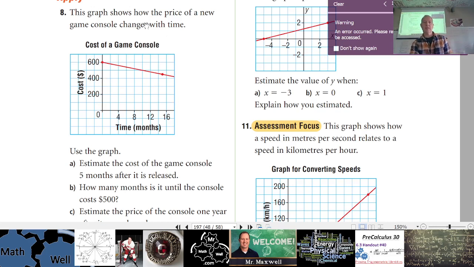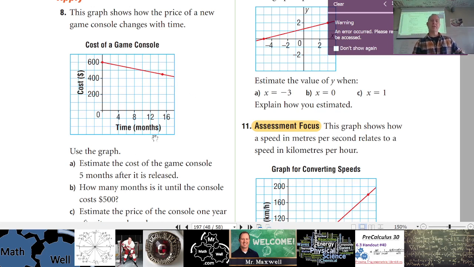So this one says, this graph shows the price of a new game console, how it changes with time. And you can see right away that the value of the game console is going down over time. Does that make sense? When they first come out, they're really expensive, and then over time it drops. Generally with new things, they go down in value. After a while, this might change. If someone's looking for a game console from 20 years ago and no one has one, well, that value might go back up then, right? But generally, over the first year and a half or two, prices go down for things like this.